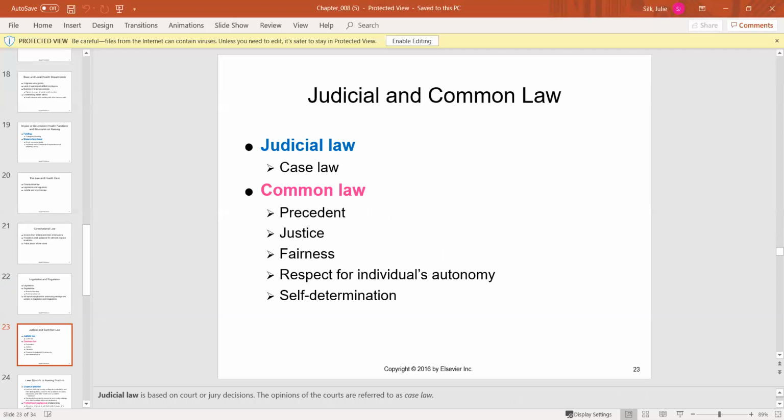Okay, with judicial law, this is based on court or jury decisions. And then case law is opinions of the courts. When you talk about a precedent, this is one principle of common law. It means that judges are bound by previous decisions unless they are convinced that the older law is no longer relevant or valid. And then the last four things on this slide talk about justice, fairness, respect for autonomy, and self-determination. These are other principles of common law. They're part of the court's rationale and the basis on which to make a decision.